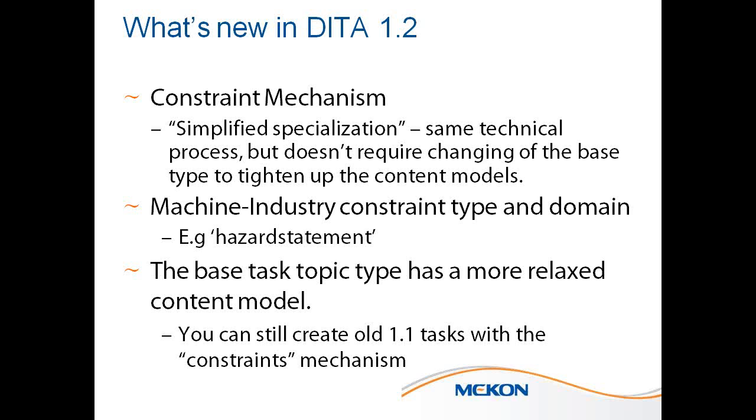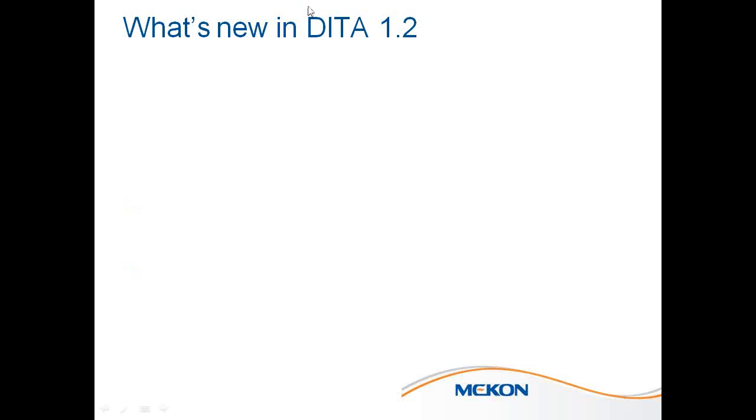Also, the base task topic type has become more relaxed. You can put in generic sections, and you can do things you couldn't do in the previous tasks because some people felt that the old task was too strict and too restrictive. But you can still create the old 1.1 tasks with the constraint mechanism. You just implement the constraint, and it tightens it back up so that it works like the old tasks in 1.1. I personally liked the old tasks in 1.1, but now you have both options available.